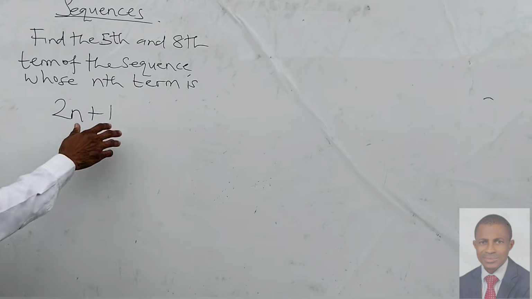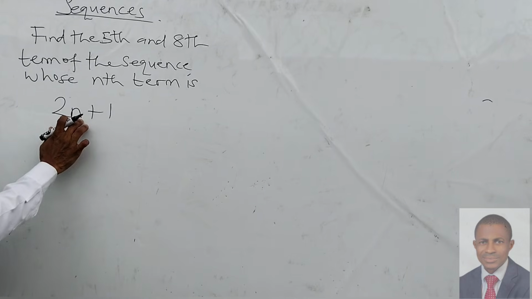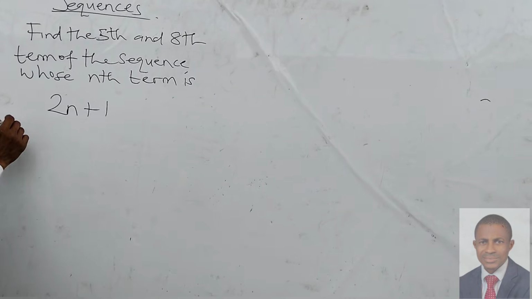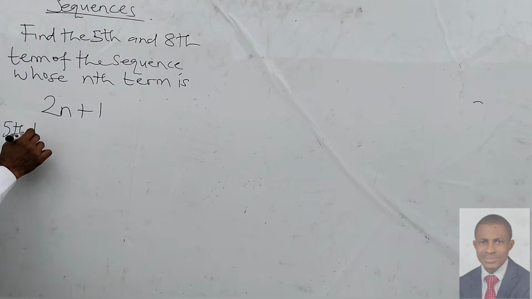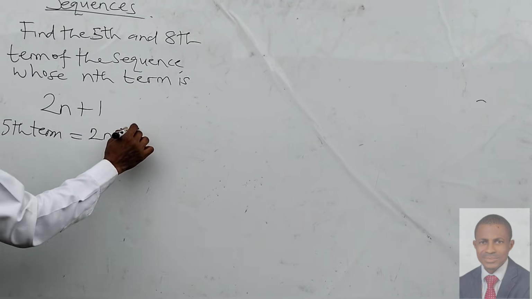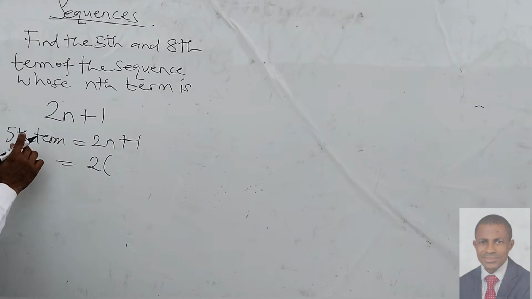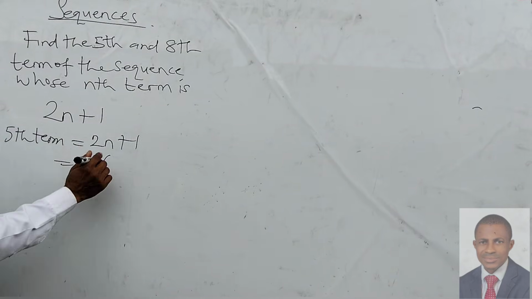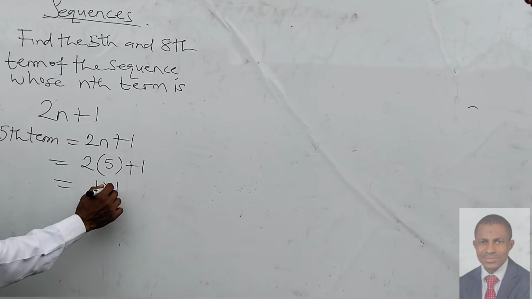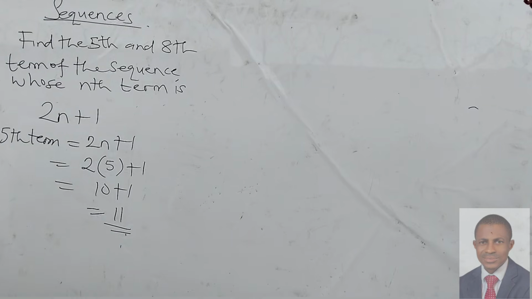So when we have something like this, 2n plus 1, anywhere we have our algebra, the alphabet n, we'll put the number of the term that we are looking for. So the fifth term in a formula that gives us 2n plus 1, it means we're going to have 2. The n will take the number of the term we are looking for, 5, plus 1. That will be 10 plus 1, and that will give us 11. So this is how to solve this.